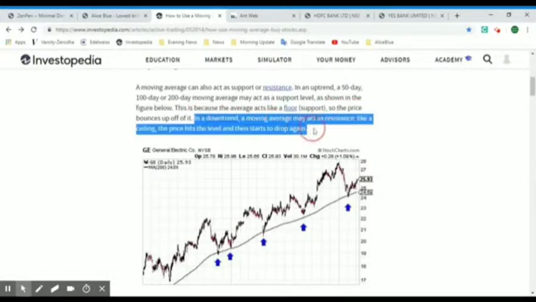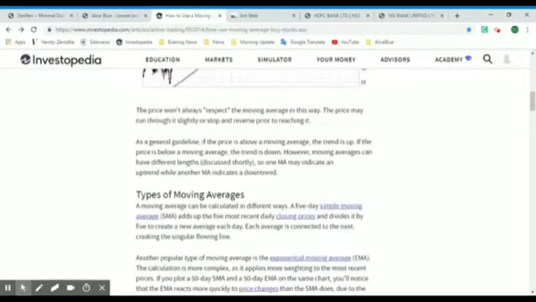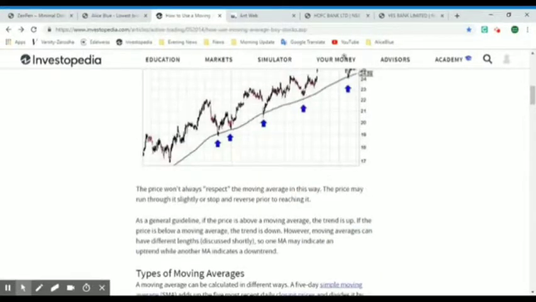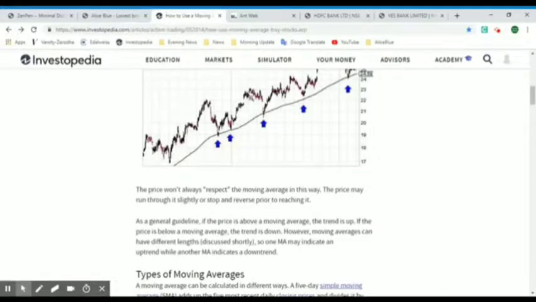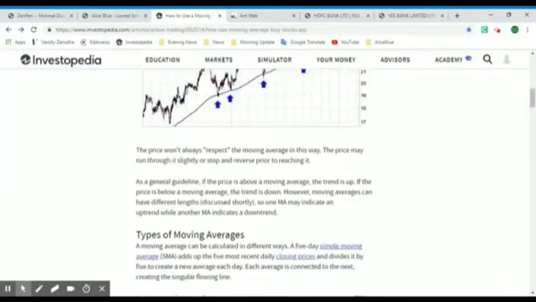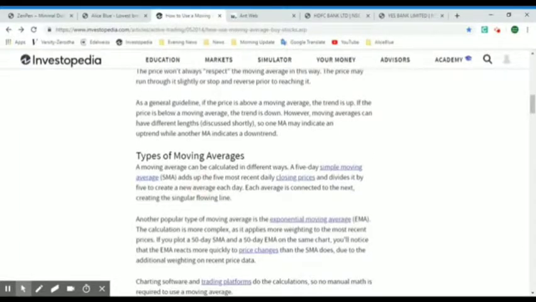In a downtrend, the moving average may act as a resistance like a ceiling. The price hits the level and then starts to drop again. So this is not always true. Sometimes the moving average will act as a support level or a resistance level, but sometimes the market can be volatile and unpredictable as well. So let's look at some different types of moving average.